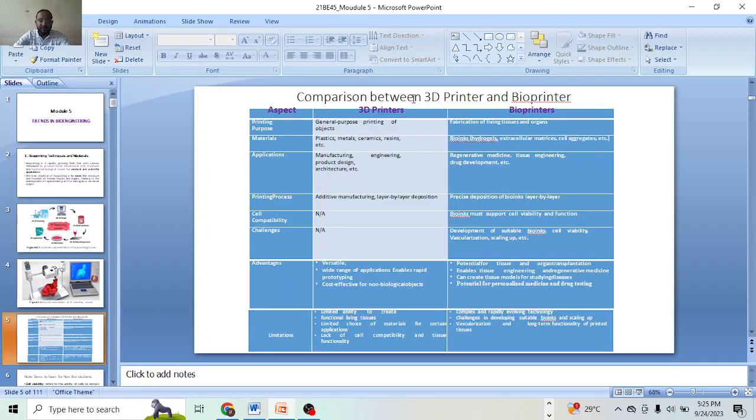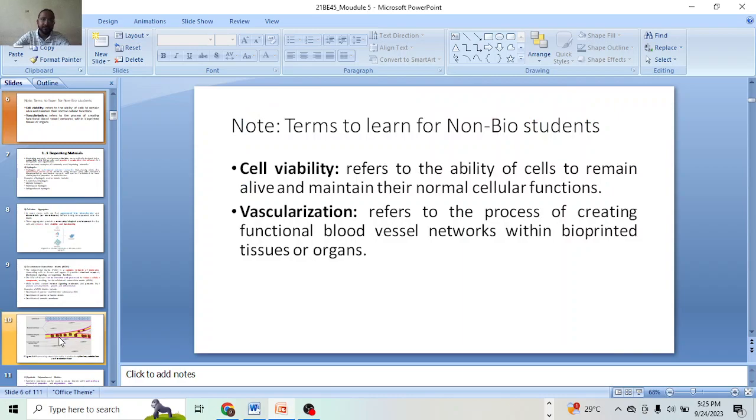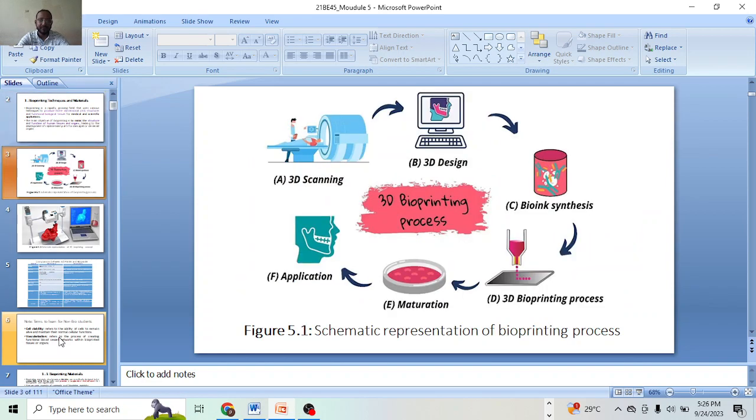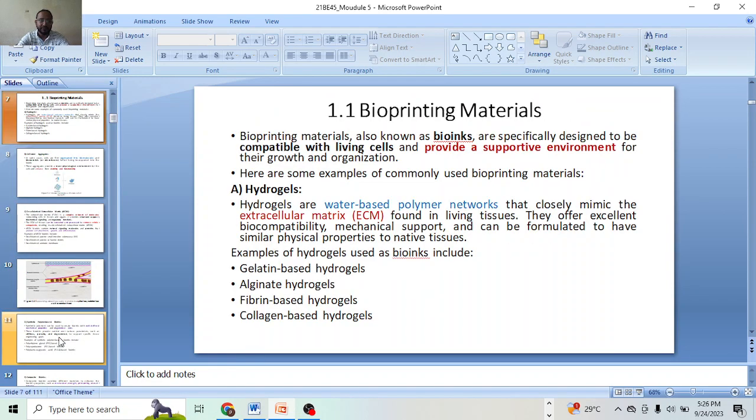Then this is very important: the comparison between 3D printer and bioprinter can be given in this particular topic for 5 marks. No need to mention all the points, a few points. The terms to learn, only for your understanding, are cell viability and vascularization. No need to go into these. Whatever is there so far has to be written for 5 marks.